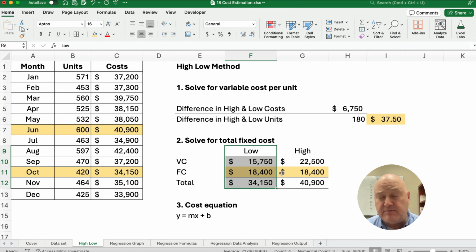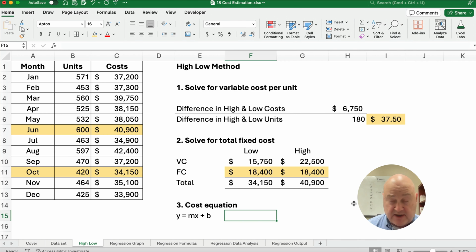All right, so you don't have to do it both ways. You can just do one or the other. So what is our cost equation on the high-low method? Well, it is y equals 37.50x plus something like 18,400. So we can see our fixed component and our variable component to equal the total dollars.